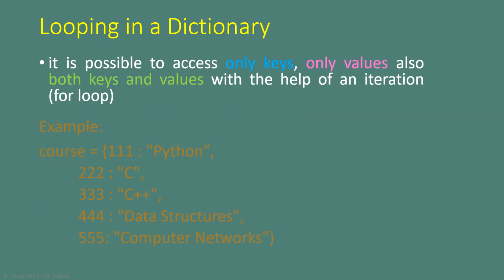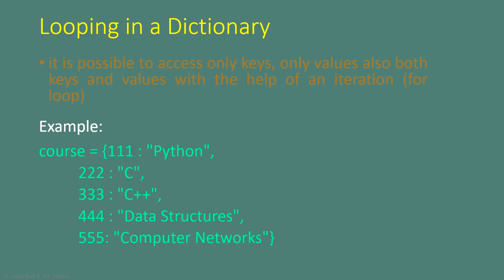Next one is looping in a dictionary. It's possible to access either keys or values or both keys and values with the help of iteration in a dictionary. If we use a for loop, it would be very easy to read only keys or values or both keys and values. For example, let's consider the same dictionary course with 111, 222, 333, 444, and 555 as keys, and Python, C, C++, data structures, and computer networks as values.